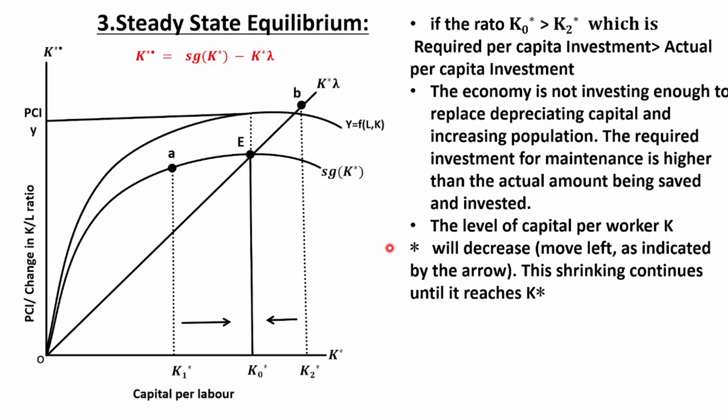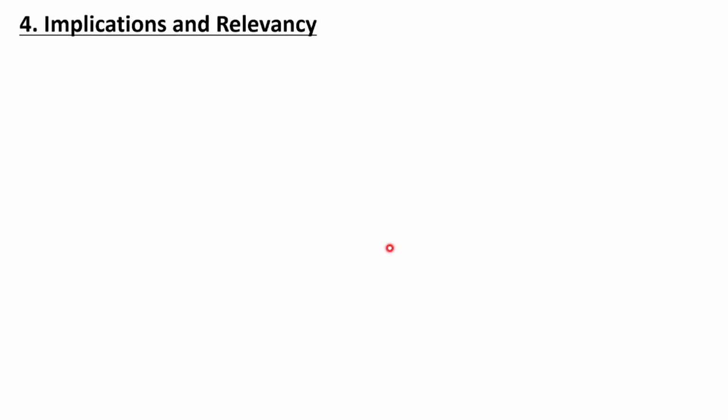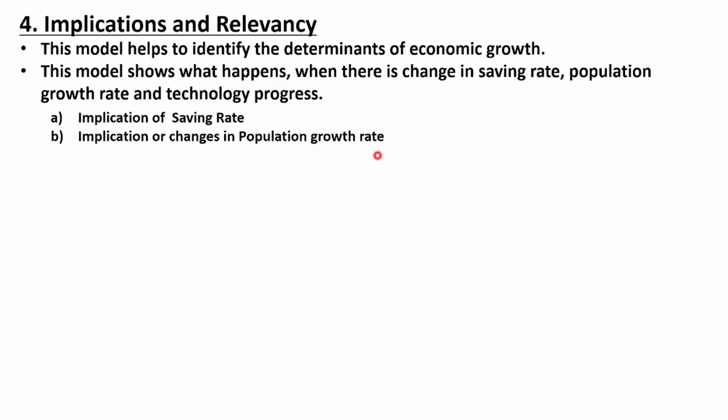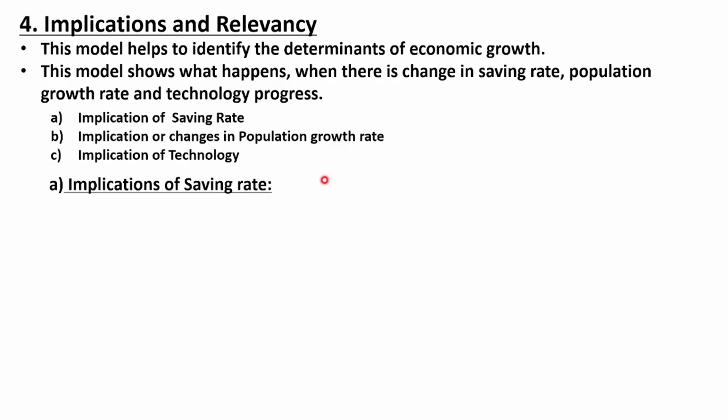Okay, now let's study the implications and relevancy of this model. This model helps to identify the determinants of economic growth. This model shows what happens when there is a change in saving rate, population growth rate, and technological progress. So there are three major implications of this model: implications of saving rate, implications of changes in population growth rate, and implications of technology. Now let's start with the implication of saving rate.